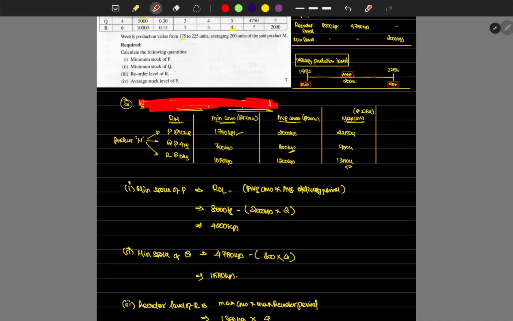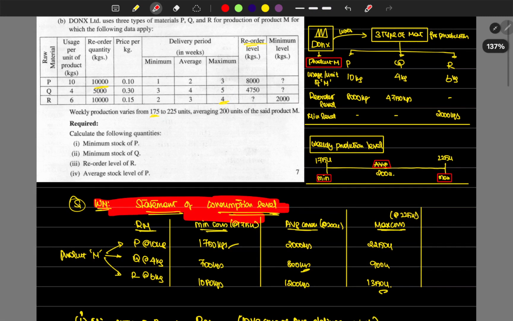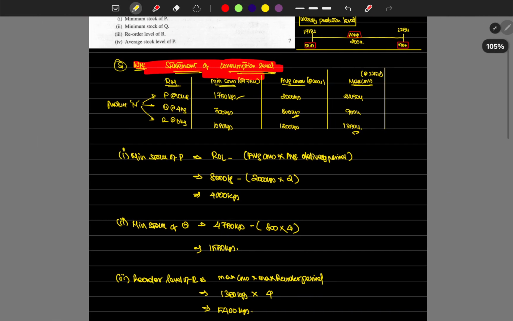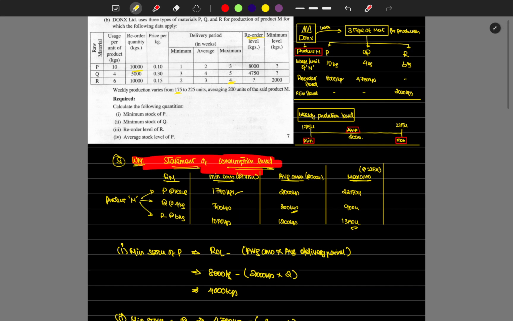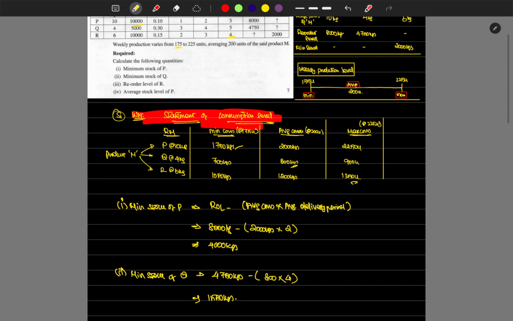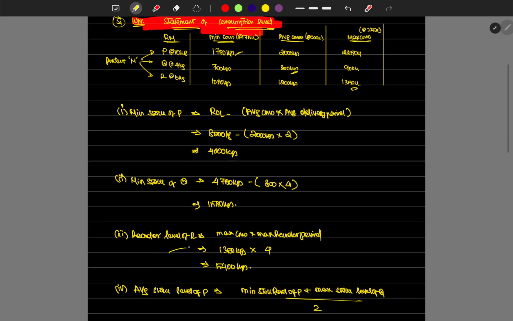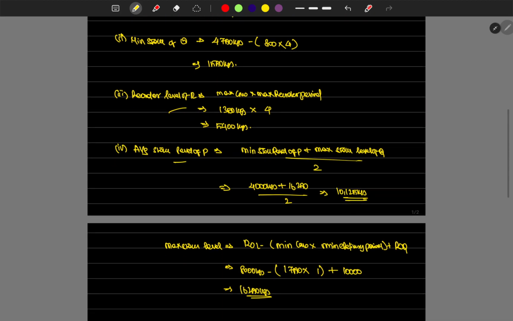So we can easily finish this problem. What we have done: given the raw material consumption information for product M, based on consumption and production we found the minimum, average, and maximum consumption per raw material. Then we found the minimum stock of P, minimum stock of Q, reorder level of R, and the average stock level of P. That's it. Thank you.